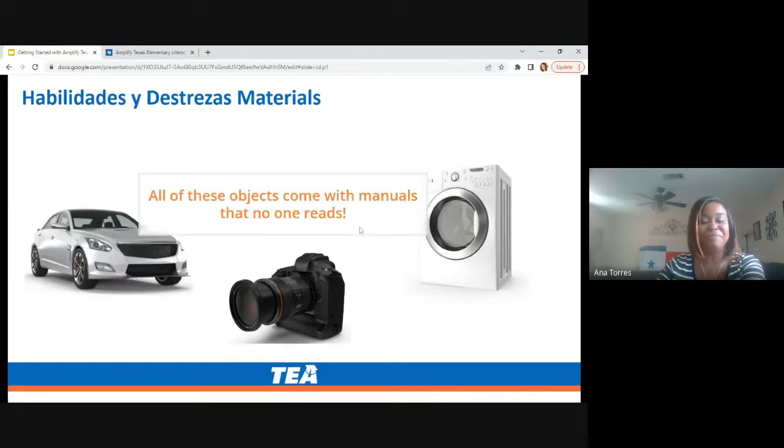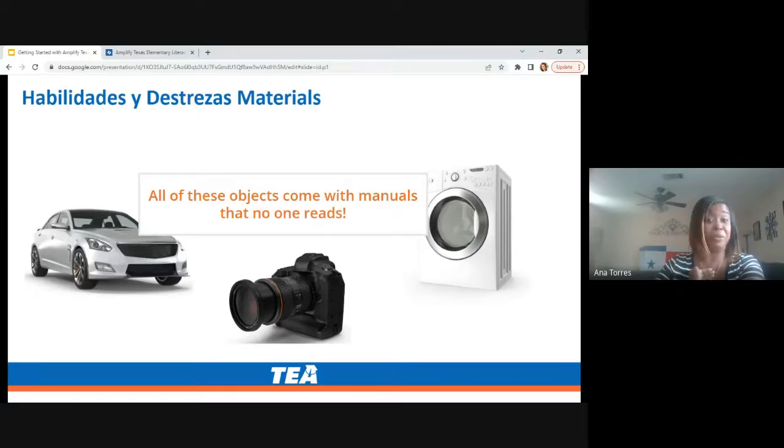You got it. All of these objects come with manuals that no one reads, even though I have read the manual for my car. As it's getting older, I need to make sure I know how to fix things on my own instead of bringing them to the shop and spending money. So yeah, all of these objects come with a manual that no one reads.